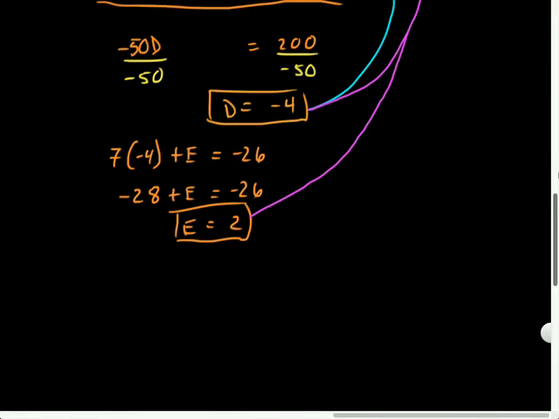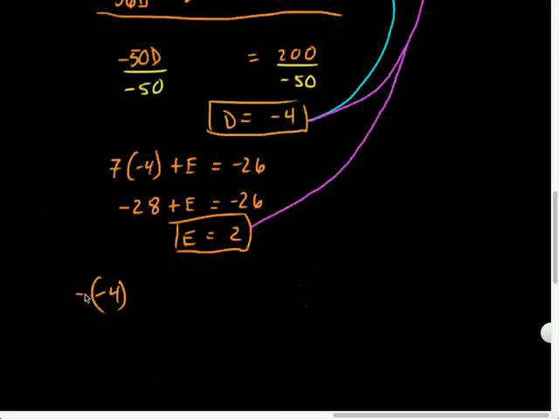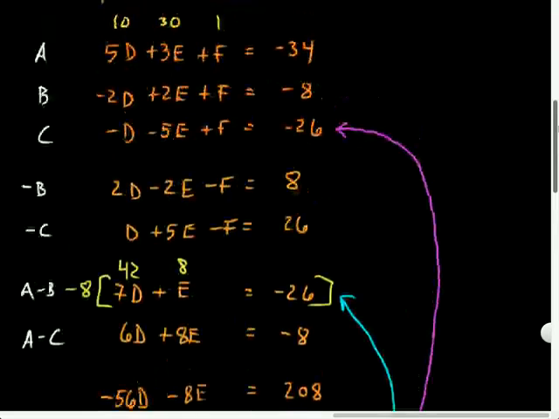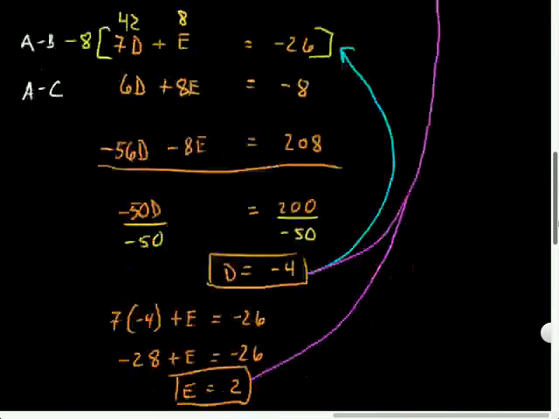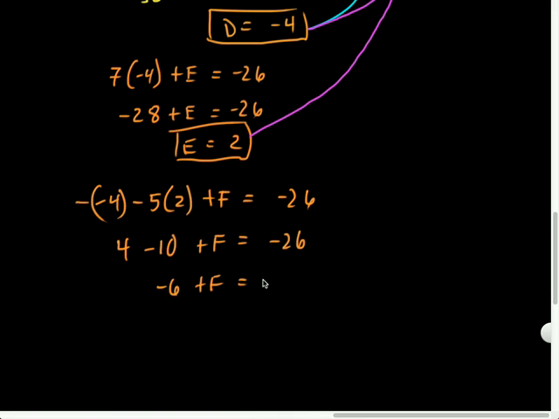So let's see. Equation C was regular old D, so that's -4, right? Oh, it was a -D. Okay, I can fix that though. Let's see. -5e plus f. So -5 times 2 plus f equals -26. Okay, let's do this. We got this. Here we go. 4 and -10, -6 plus f equals -26.